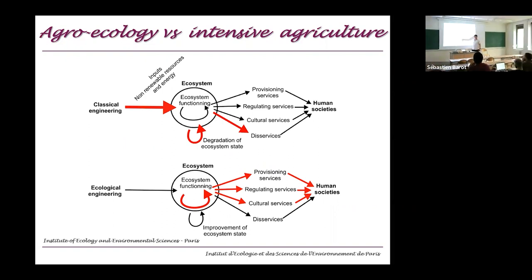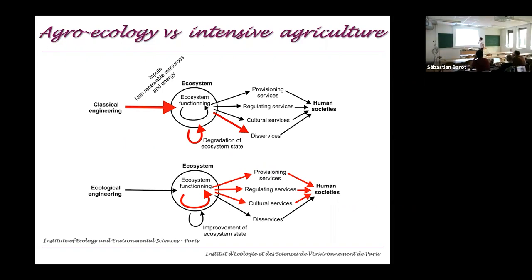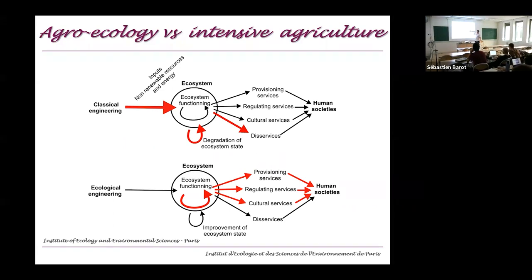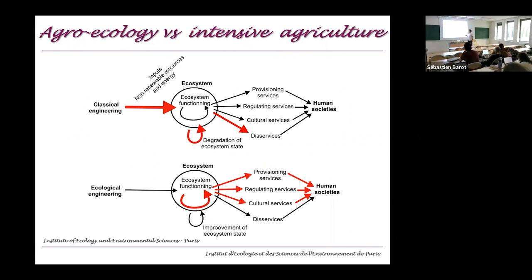Then we expect to improve the state of the ecosystem, to improve the state of the soil, for example. And then we expect to produce quite a lot of food, maybe not as much as with intensive agriculture. We expect to produce other services, such as regulating services. And we also expect to reduce these disservices, which means to produce fewer greenhouse gases, to destroy less biodiversity at a global scale, and so on. So the idea of agroecology is to replace artificial non-sustainable inputs by ecological regulations.